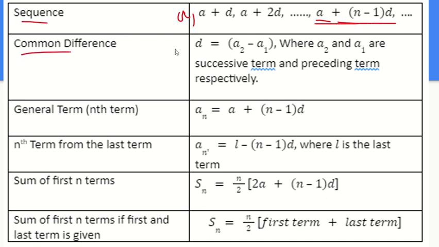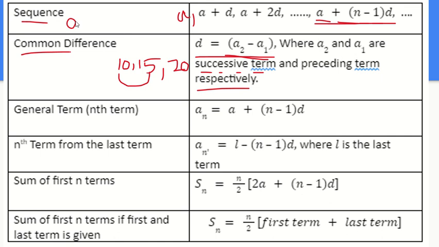So what is a common difference? Just now we have seen, right? Common difference is nothing but if I'm subtracting any two terms, the difference of any two terms will give you the common difference. A2 minus A1, where A2 and A1 are the successive term and the preceding term respectively. For example, if I'm taking 10, 15, 20, how can I find out the common difference over here? This is my preceding term and this is my successive term. If I find the difference of these two, then I can get the common difference.